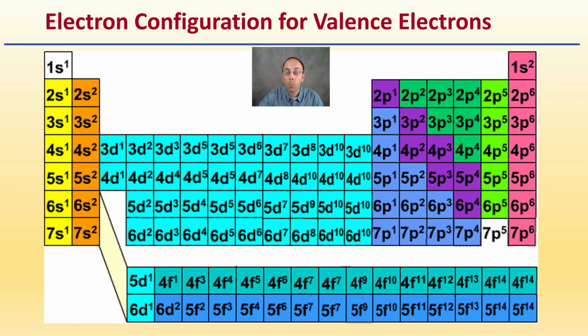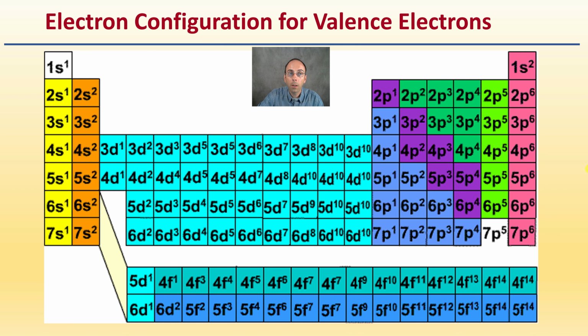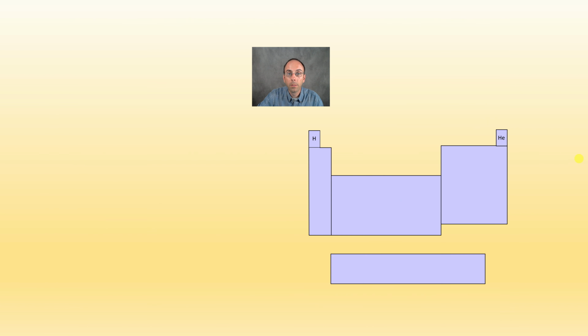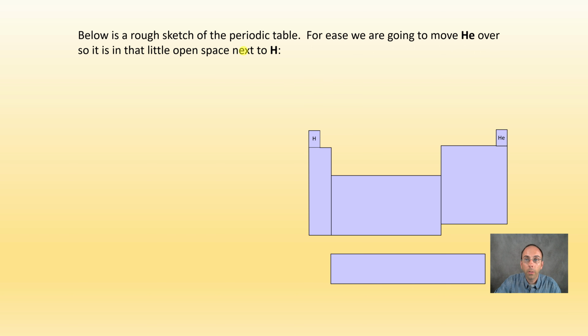So yes, it is important to have the very last one denoted properly, but how do we get there? We're building up and counting as we progress to the element that we're looking at. Again, here are the elements, and here's the electron configuration for the valence electrons of those elements. So let's go through some examples, starting with hydrogen and moving over to helium.